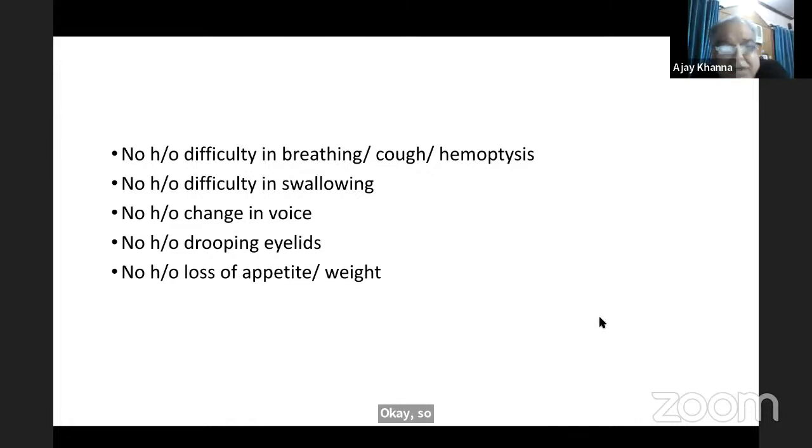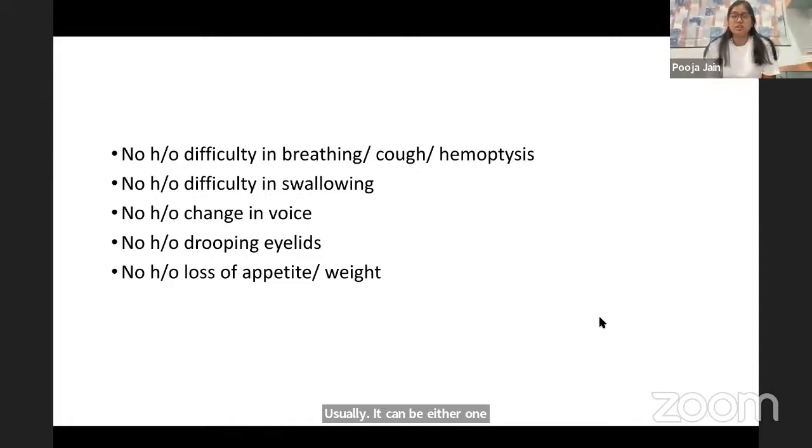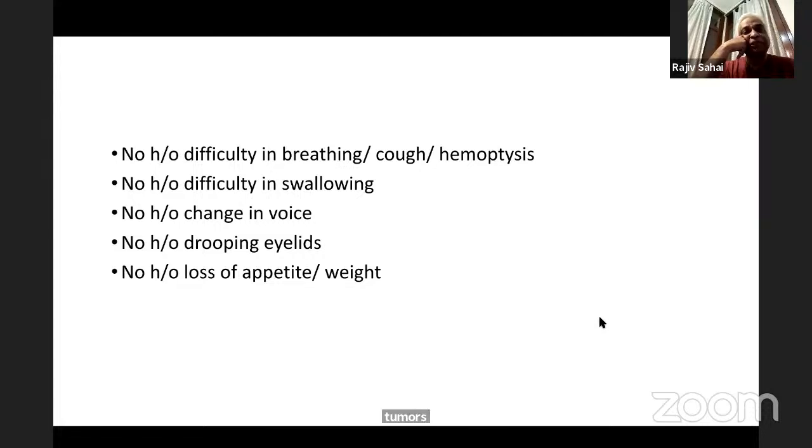Now, sir, please. An upper cervical node is there and there's a lower cervical node is there. What can be the change in the pathology in these two? What type of malignancy will be there in the upper cervical and what type of malignancy can be there in the lower cervical? Usually, it can be either one. Sir, in the lower cervical, it can be due to secondaries, due to testicular carcinoma, or due to the breast, or due to liver and pancreas. Sir, in upper cervical, it can be due to oral cavity malignancy, pharynx or larynx generally, or head and neck tumors. So what's the difference between the two tumors? Tumors in head and neck and tumors in the abdomen?